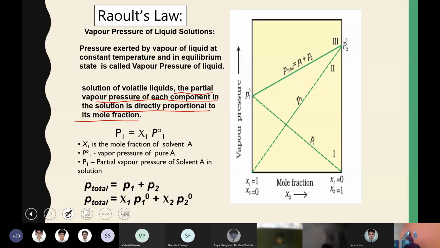Clear? That much is important. No need to go into too much detail, but you should know the meaning of all these points in this graph.